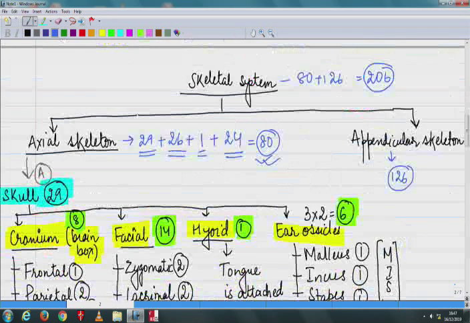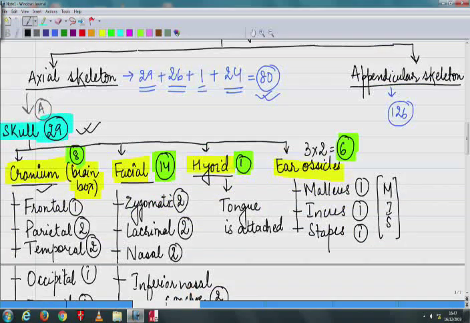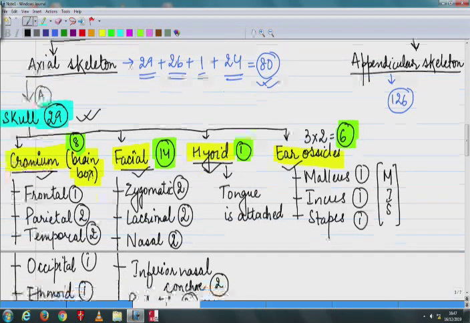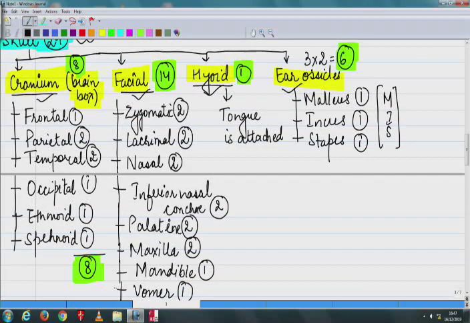Let's see the breakup of the skeletal system. We first started with two parts of the skeletal system. The first was the axial skeletal system and the second is the appendicular part. Now, the axial skeletal system comprises different sections. The first one is the skull. The skull again is divided into different parts. They are cranium, facial, hyoid, and ear ossicles. Frontal, the forehead bone, the first part, then parietal, temporal, occipital, ethmoid, sphenoid, giving you a total of 8 bones.